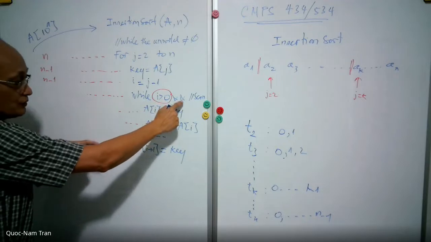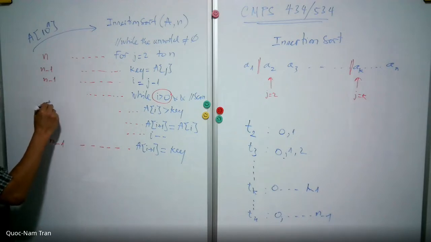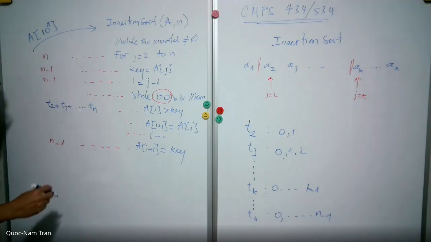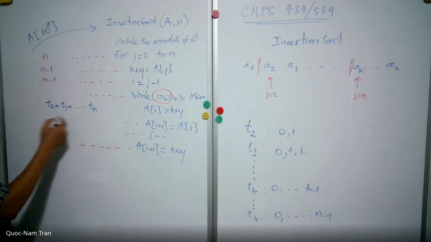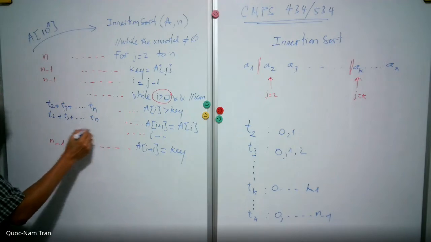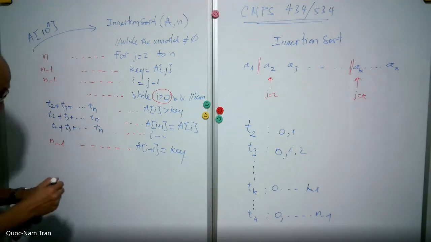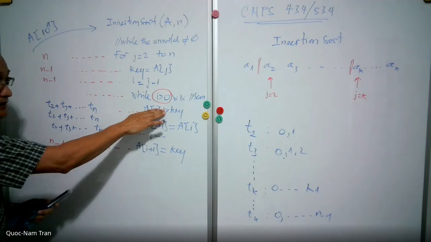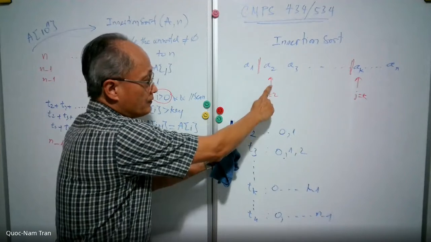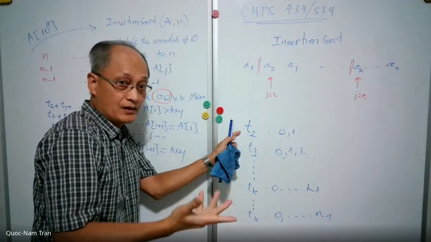So that's it. Inside the loop, the condition is true. How many times do we have this? It will be T2 plus T3 plus Tn, right? And the same thing here, T2 plus T3 plus Tn, and the same thing here. Okay, how many times will this one be executed? It will be the number of values we have to move when j is 2, and we call it T2. It can be 0 or 1, right?